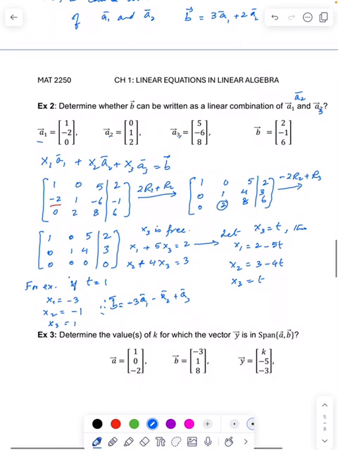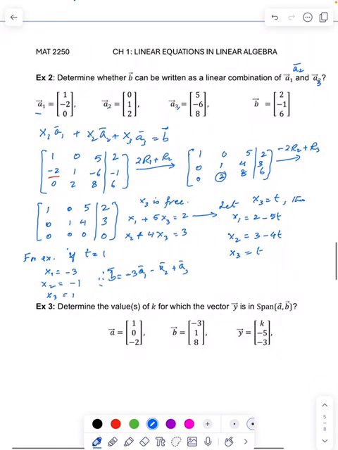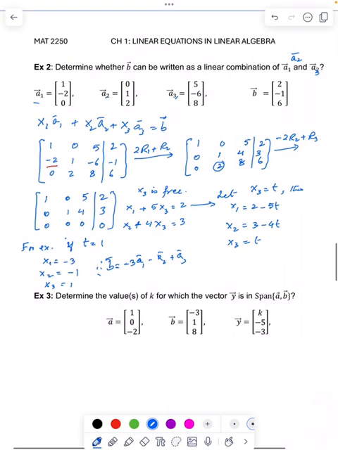Okay, last example here. It says determine the values of k for which the vector y is in span AB. So what do we mean by a vector being in span AB? Basically the same thing as we have seen before. So we want to see that the system of equations x1a plus x2b is equal to y, which means we have to solve the augmented matrix.